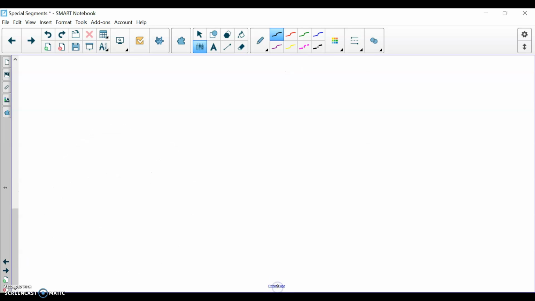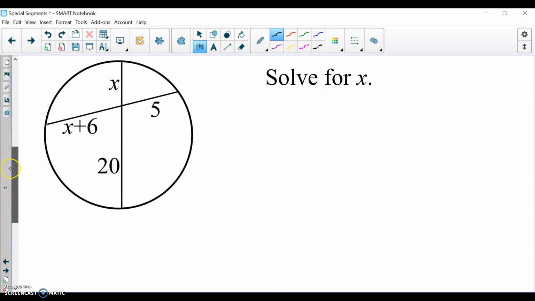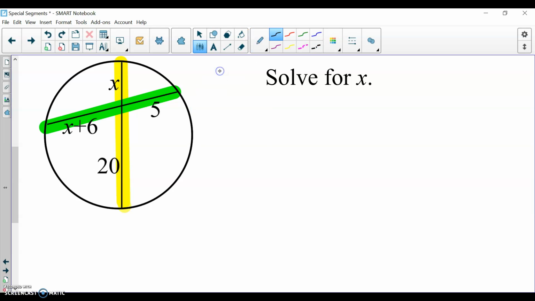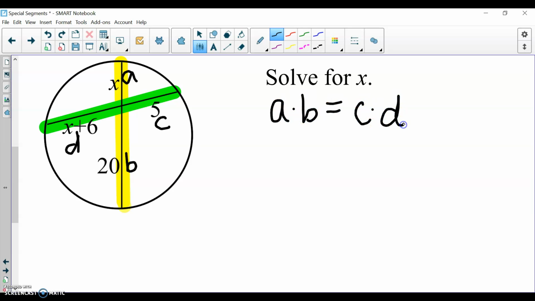A chord-chord relationship. Go ahead and highlight our two chords that we have. So first chord is made up from x and 20. The second chord is made from x plus 6 and 5. So again, on the same chord, I mark little a, little b, the other chord, little c, little d. It doesn't matter really which one is a, b, and then c, d. So following our formula for the first chord, we multiply the parts. It has to be equal to the other chord's parts multiplied together.